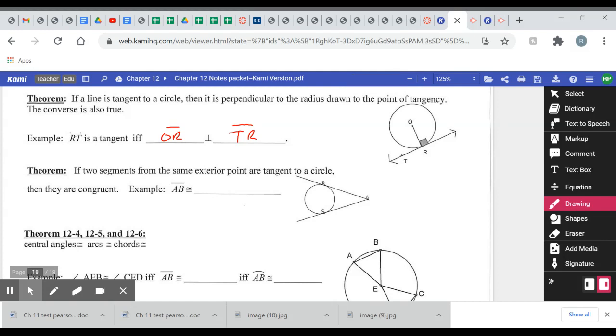Next says if two segments from the same exterior point are tangent to a circle, then they are congruent. So in this particular case, we know these two lengths have to be congruent to each other. So we'd say AB is congruent to AC.